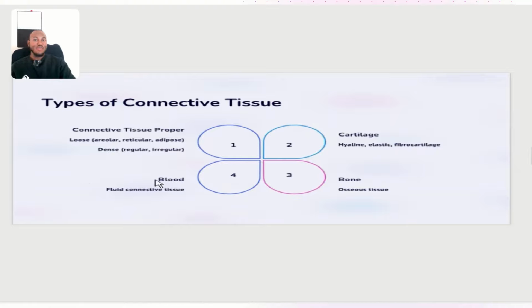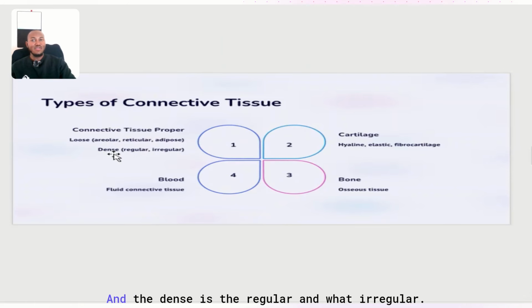Remember, we have the blood, that's the fluid part. We have the supporting connective tissue, usually the bone. We have the cartilage, or the hyaline and elastic cartilage. And we have the connective tissue proper, which are the loose and the dense. The loose is divided into areolar, reticular, and adipose. And the dense is the regular and what? Irregular. Very important for you to know.